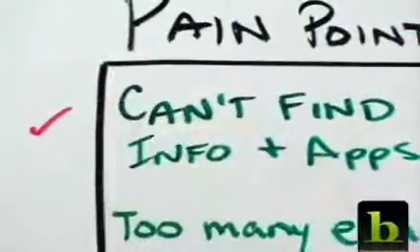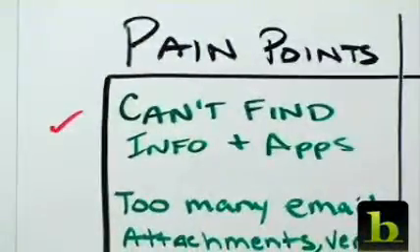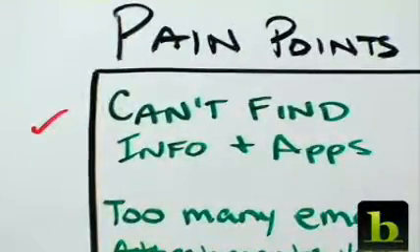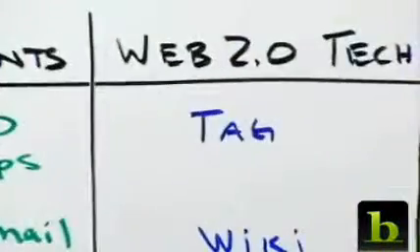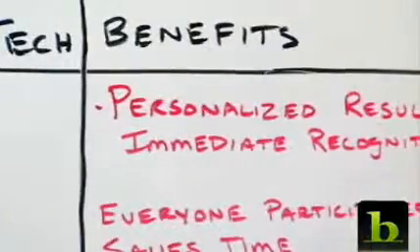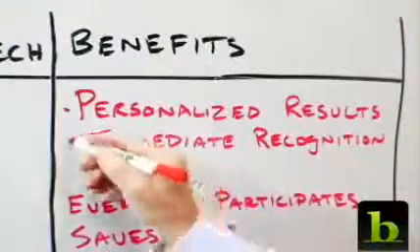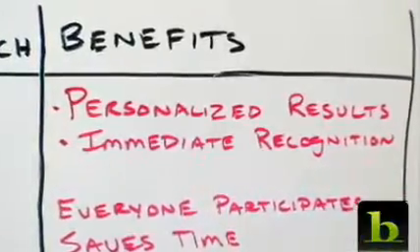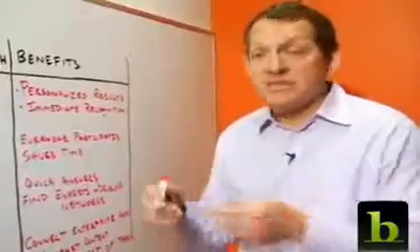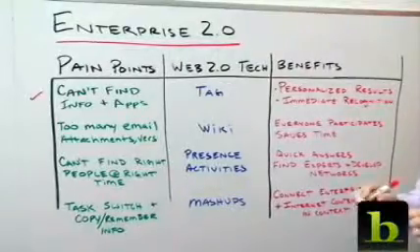Oftentimes, when you do some sort of enterprise search within the organization, it becomes very difficult to find information or applications that you use less frequently. So what you can do is put a little label on it, put a tag on it, and that way you get a personalized set of results for what you're looking for. And what you do infrequently is then immediately recognizable to you so that you can keep moving forward. That allows others to take advantage of some of the things that you've tagged as well.